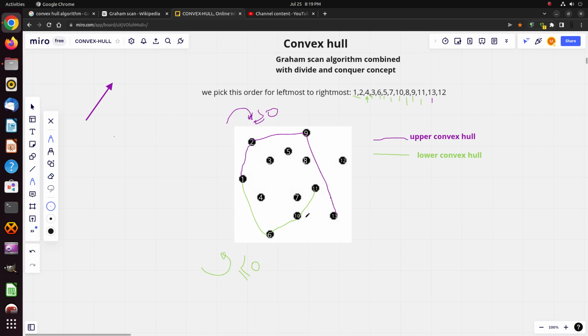13 with respect of 10, 11 is positive. We delete. We cannot add 13 to the lower hole. 13 with respect of 6, 10 is positive too. We delete 10. 13 with respect of 1, 6 is negative. We add 13 to the upper hole.